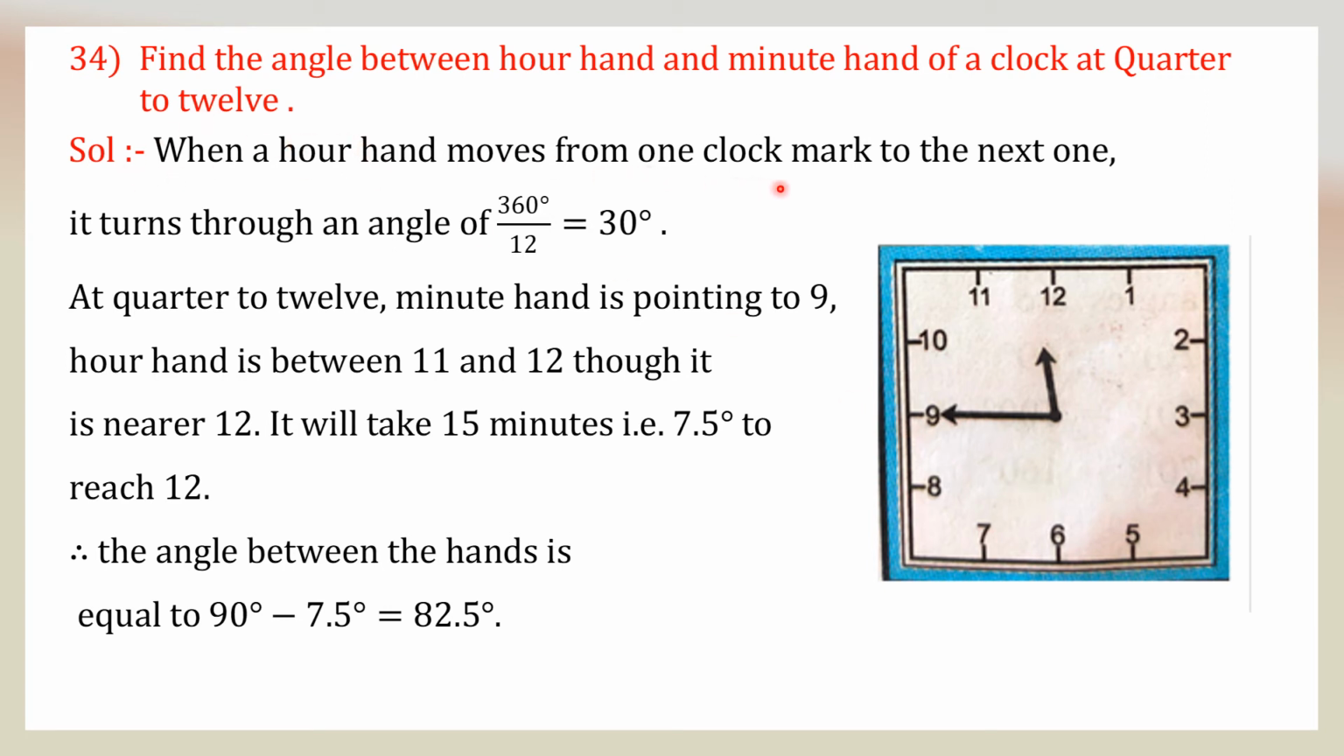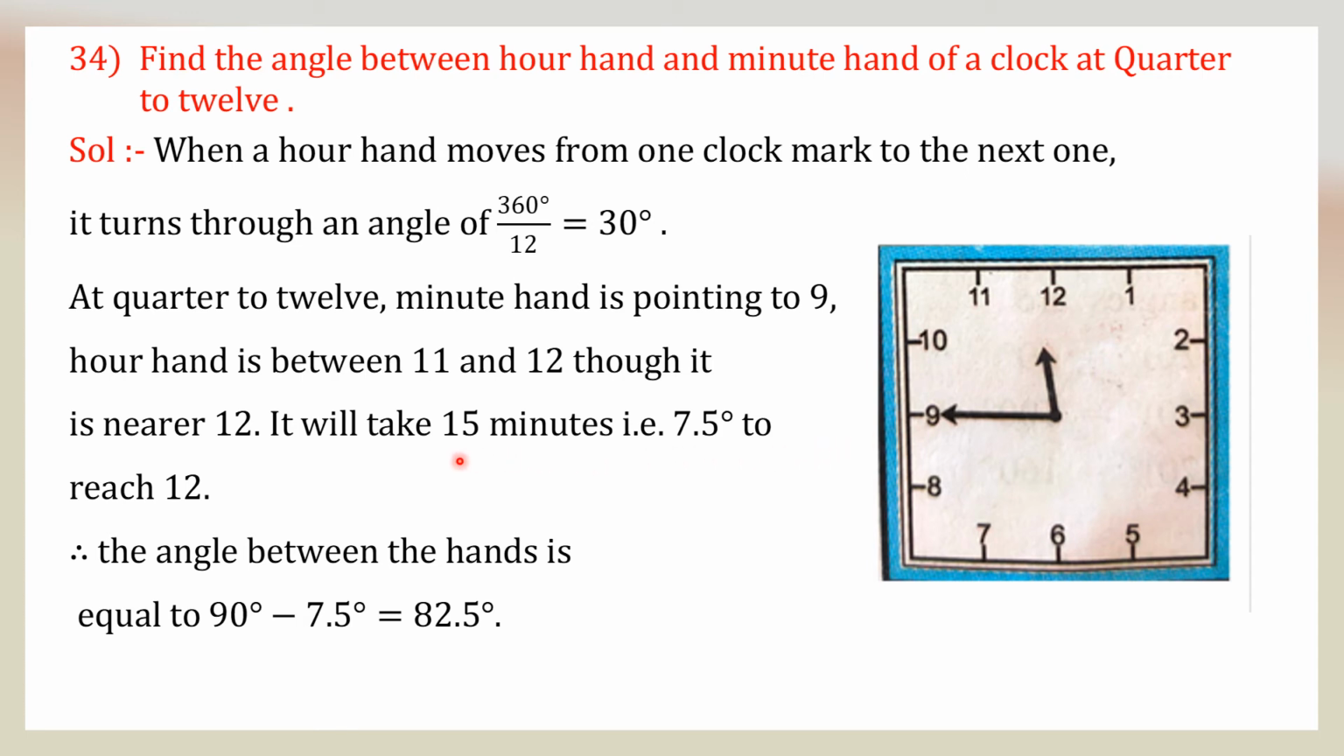Solution. When the hour hand moves from one mark to the next one, it turns through an angle of 360 degrees divided by 12, equal to 30 degrees. Quarter to 12 means 11 hours and 45 minutes. The minute hand is pointing at 9 and the hour hand is between 11 and 12, nearer to 12. It will take 15 minutes to reach 12. In 15 minutes, the hour hand takes the position of 12.